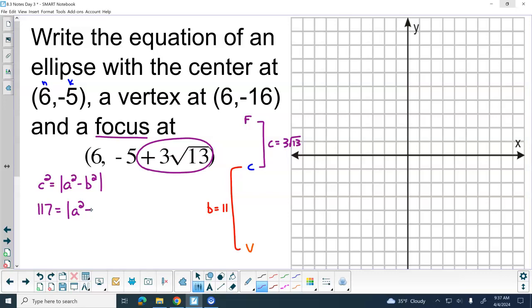11 squared. 121. Okay. So now I need a number that when I subtract 121, the absolute value is 117. 4. Okay. So if I put 4 here, I would get 4 minus 121 is negative 117. Absolute value would then be positive 117. So my A squared here is 4.